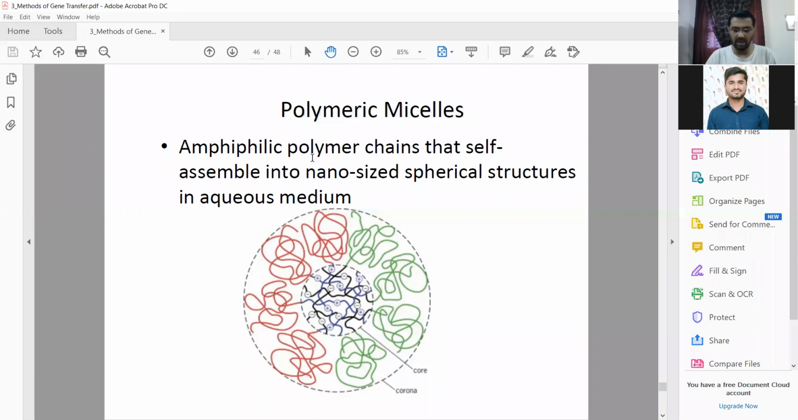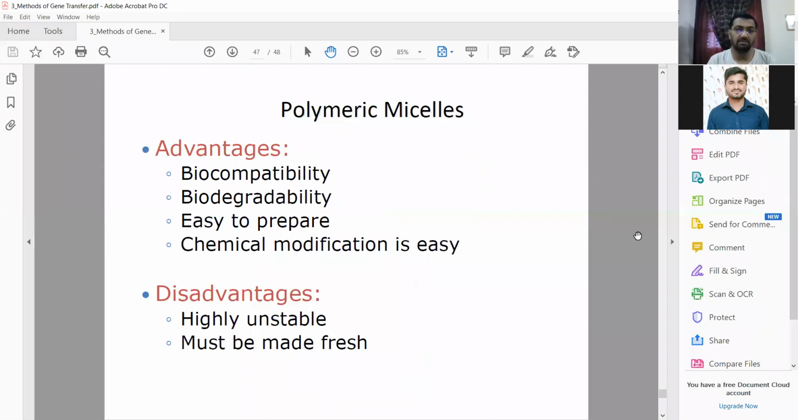Amphiphilic polymers are such polymers which have both hydrophobic and hydrophilic properties. A few parts of those polymers are hydrophobic, and a few parts are hydrophilic. So these polymeric micelles are also produced, and the advantages are biocompatibility, biodegradability, easy preparation, and easy chemical modification. But the biggest disadvantage is their unstable nature, and they have to be made fresh all the time to be used for gene transfer.